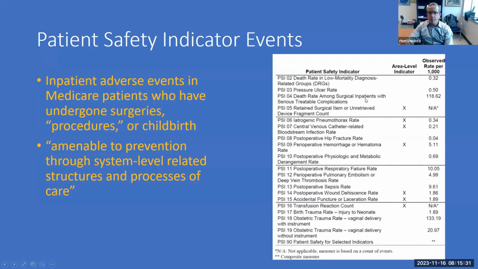Some of them are pretty common. Death rate among surgical inpatients who have another treatable complication like sepsis, shock, or respiratory failure. That's actually not uncommon. That's like 1% of surgical patients. Obstetric trauma rate, for example, a perineal tear, is also pretty common, a little more than 1% of women who have babies. Some of these are exceptionally rare. Some of them are uncommon, but not rare. Some are very, very serious. Some of them, not so much. A transfusion reaction can mean fever, or a rash.